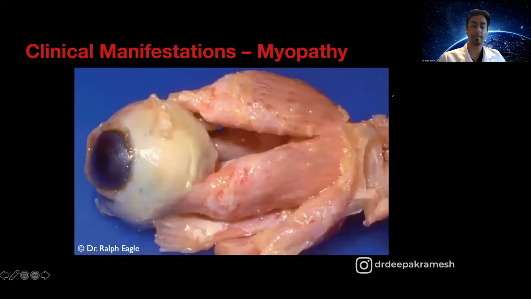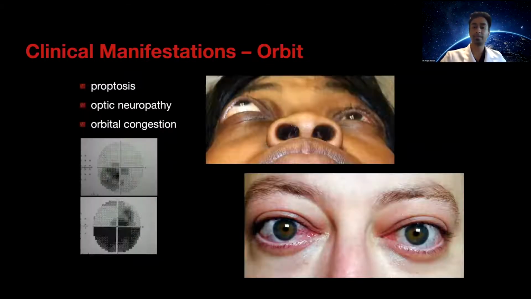And this is a classic photo from Dr. Ralph Eagle, a patient with muscle predominant thyroid eye disease. You can see how large those extraocular muscles really are in thyroid eye disease, almost double the size or more. Orbital signs include proptosis, which you see at the top right, orbital congestion, which can be visible as a vague chemosis or conjunctival injection and a patient feeling ache behind the eye, or optic neuropathy when it gets quite severe.